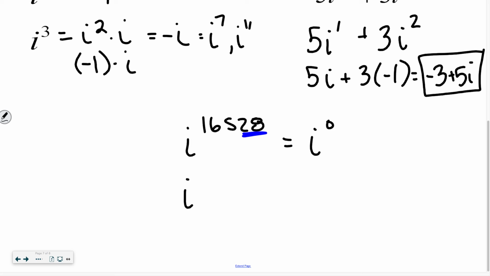What if I did i to the 743? Is 43 divisible by 4? No, what's its remainder? 40 divided by 4 would be 10 with a remainder of 3. So it's i cubed, which is negative i. So if you don't want to do full long division on some big numbers, you just divide the last 2 numbers. That will always work.